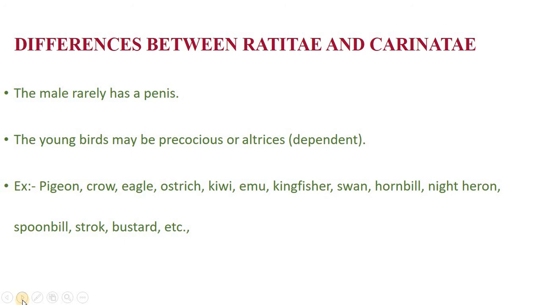And examples of the Carinatae are the flying birds. There are so many examples: pigeon, crow, eagle, kingfisher, swan, hornbill, night heron, and stork, bustard, etc. So these Carinatae are unique in themselves. The Ratitae and the Carinatae are different in some respects. So that is what we saw in this topic.